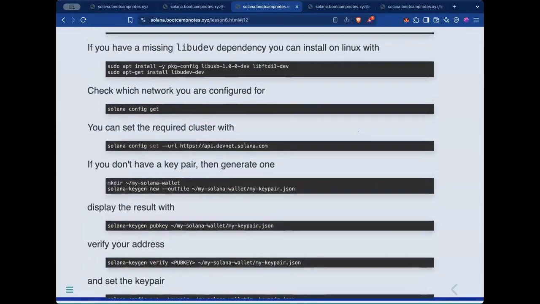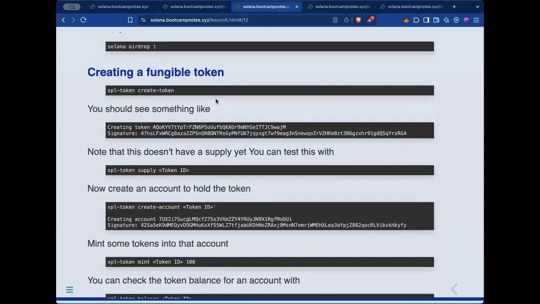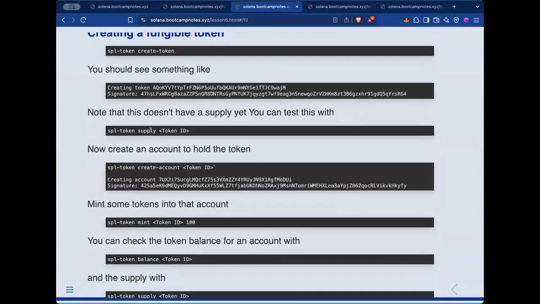There's the steps there. You also need to install the correct CLI. Once you've done that, then you can use that to create yourself a token. So this is creating a fungible token, where all the tokens are the same. There's nothing to distinguish between them. If you do that, you'll see that it will give you details of the token as well. But it doesn't have a supply yet. You need to set up the supply, so you can do that.